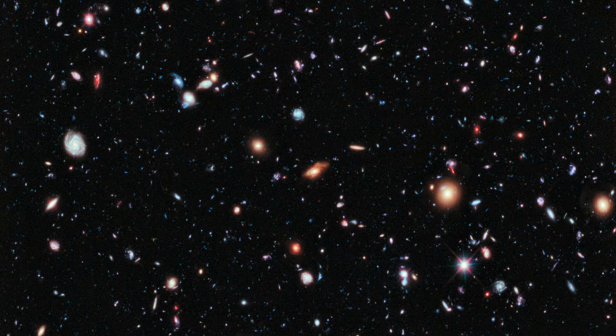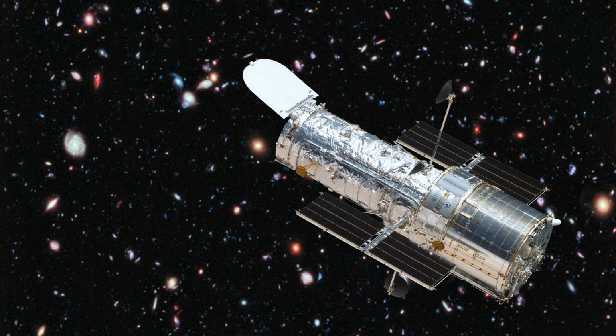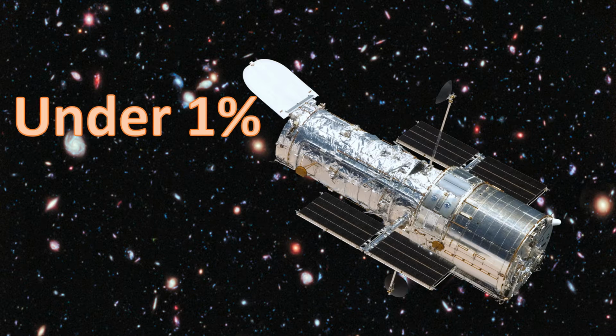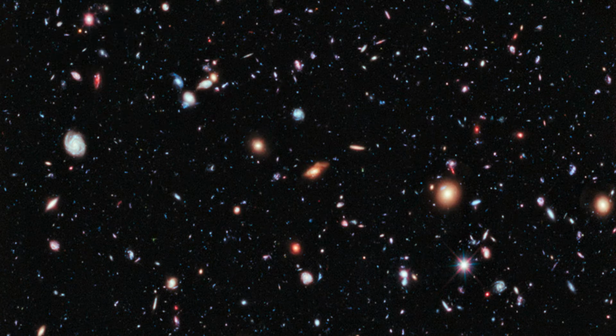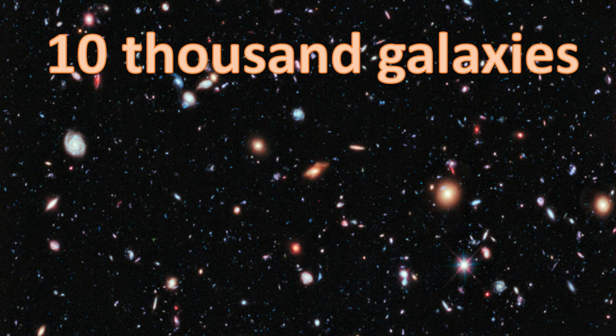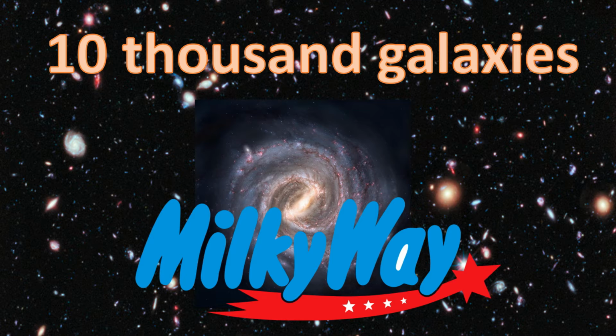This picture was taken by the Hubble telescope. The Hubble telescope is orbiting our Earth and is used to take pictures of space and beam them back to Earth. The picture you're looking at is under 1% of the universe. What you're actually looking at is approximately 10,000 galaxies. Our Milky Way is just one of those galaxies. Let's take a closer look.